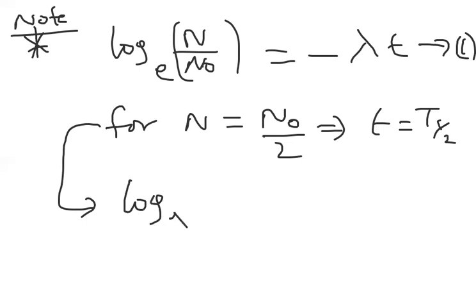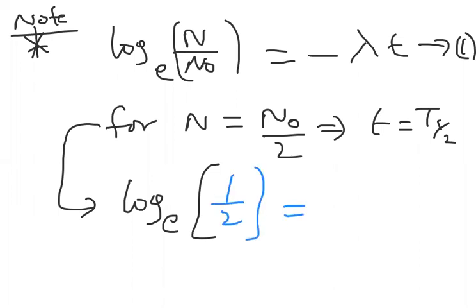Substitute in the above formula. So if you substitute in the above formula, what will we get here? Log base e of N by N naught. N by N naught, beta, is nothing but 1 by 2. Clearly observe here, N by N naught is 1 by 2.